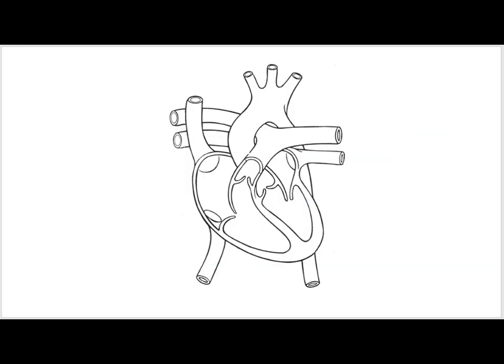Let's look at the cross section of the heart. So we now basically cut the heart. We could see the four chambers. So you see the right atrium right over here. So the two upper chambers in a cross section.